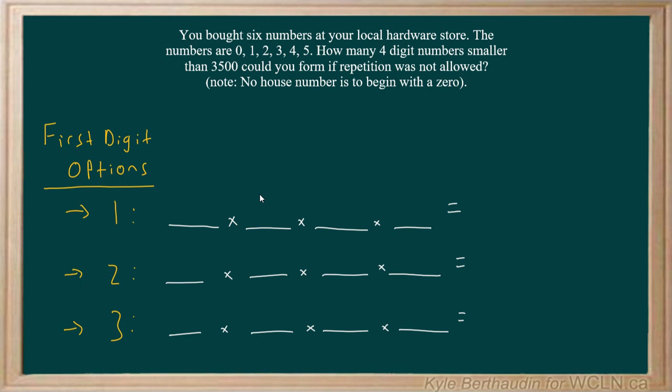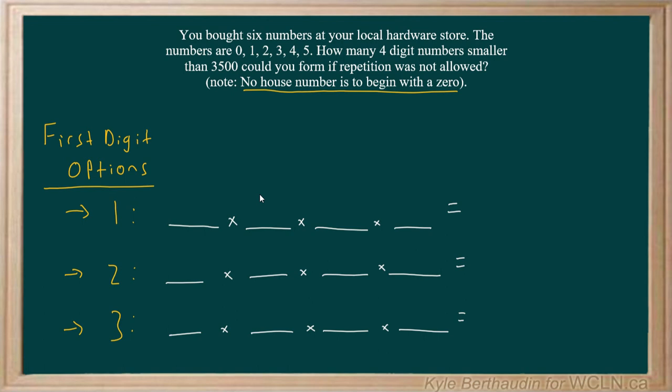To solve this question, we can use the fundamental counting principle. Now we know that the first number in our 4-digit number cannot be a 0. So let's look at the 3 other options for our first digit. The first option is if the first digit of our number is a 1.